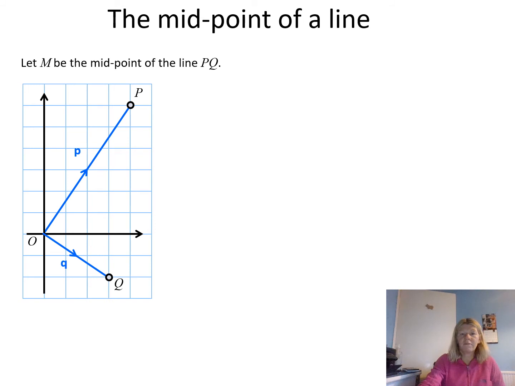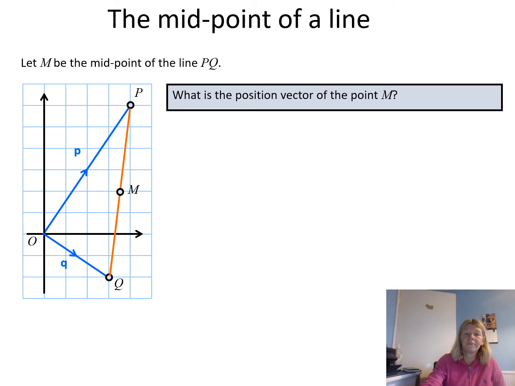Okay, midpoint of a line. Let M be the midpoint of P to Q. Yes, you can read it off straight away by counting squares, but I don't want us to do that. What is the position vector of O to M? So without counting squares, getting O to M, we can do this if you think about what's going on here, without using that formula that we had.